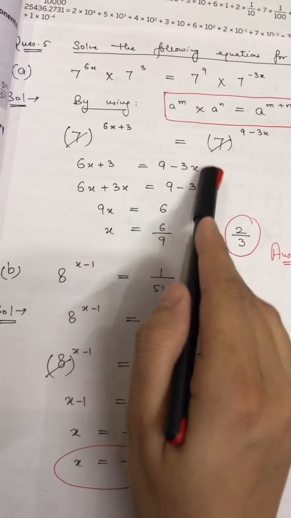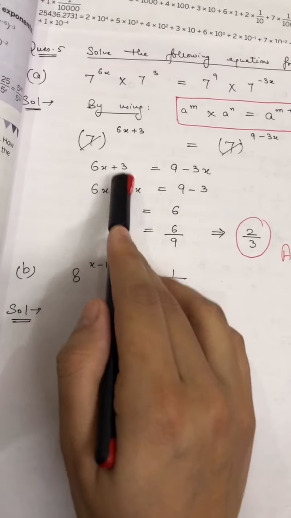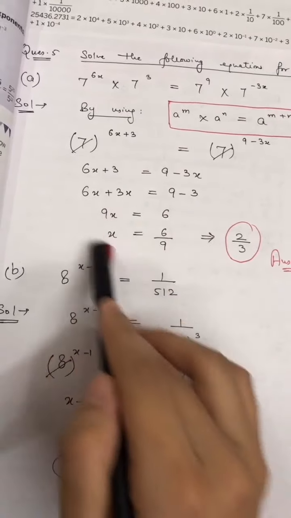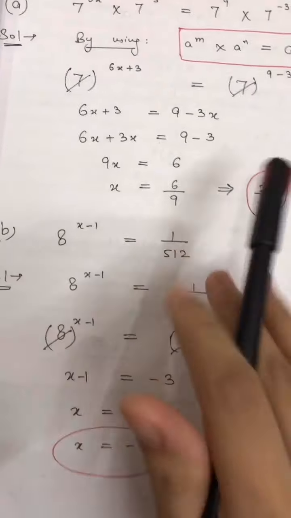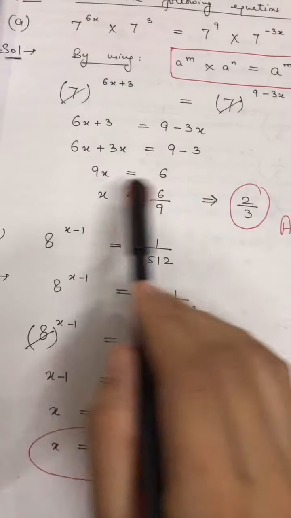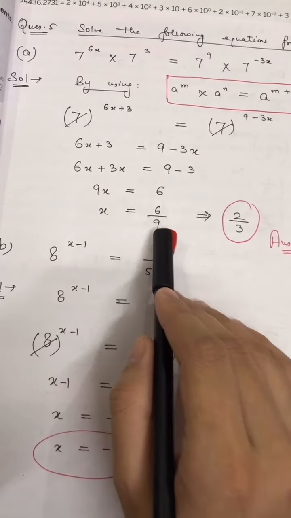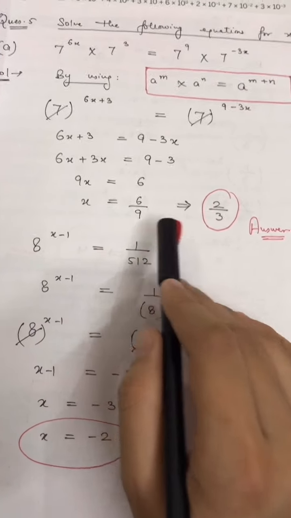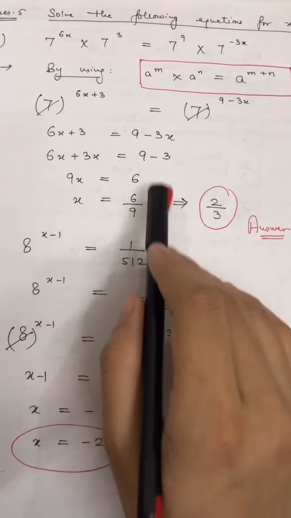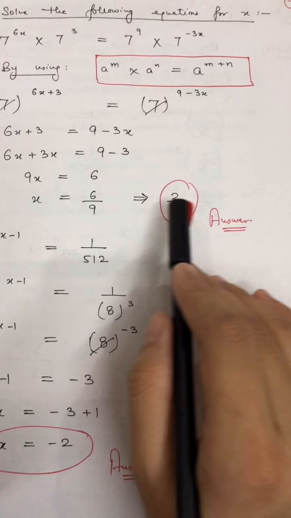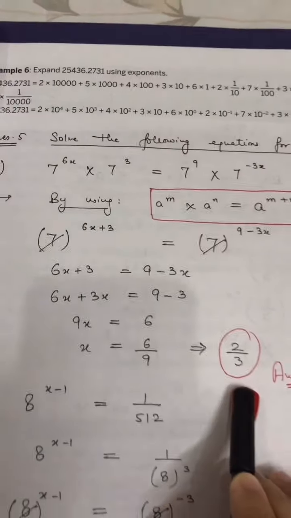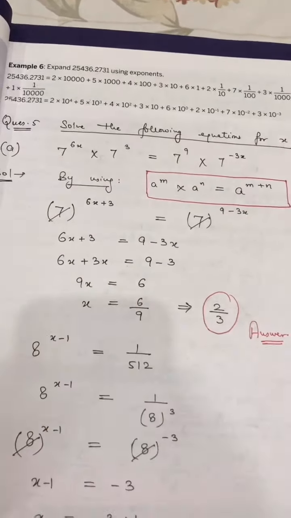Take the value of x this side and the constant value this side. This is a very simple thing. You have been doing this from previous grades. Okay, how to compute the value of x. Now you have to put this 9 value in the denominator. After cancelling, you have to make it in the lowest form, so the answer will be 2 by 3. This is the value of x for part number A.